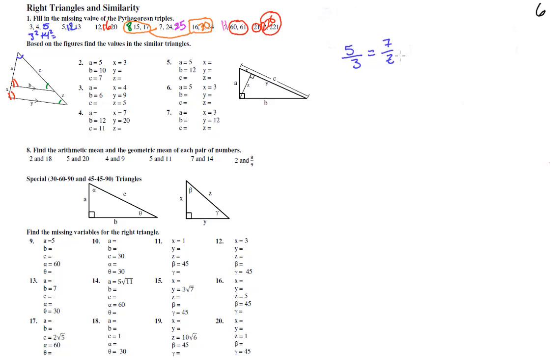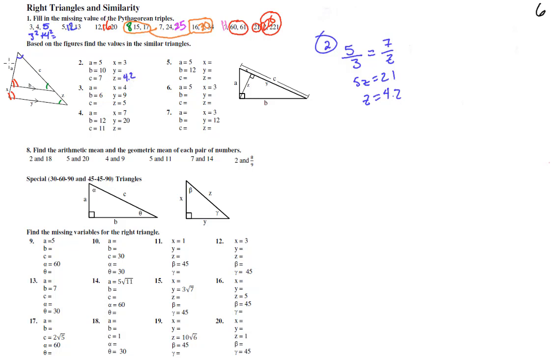And so we get 5Z equals 21. And then, this is number 2. Let's put that up there. And 5Z equals 21. Z equals 21 fifths, or 4.2. So Z is 4.2.